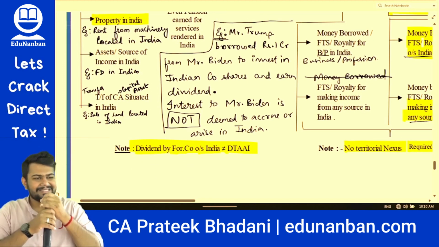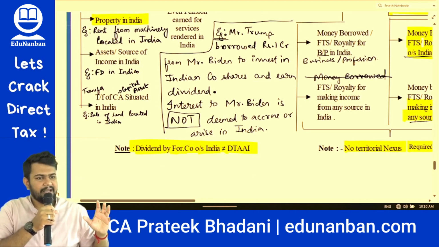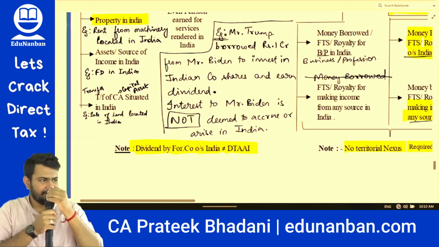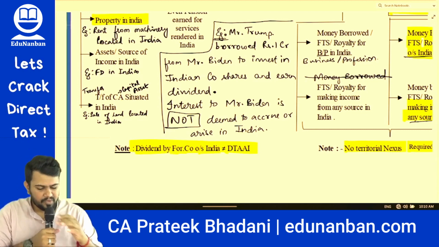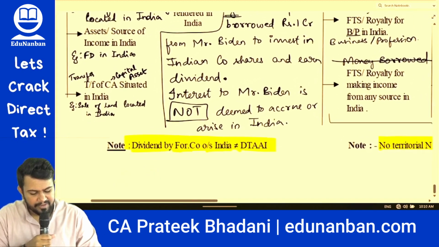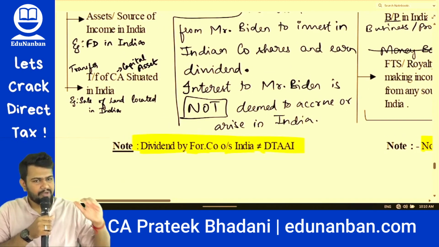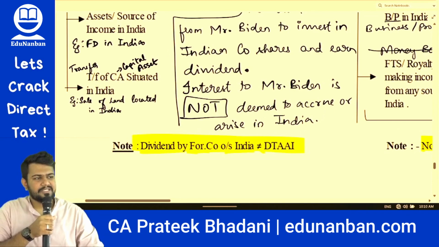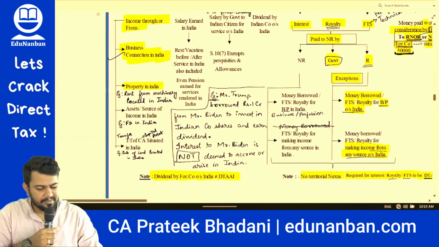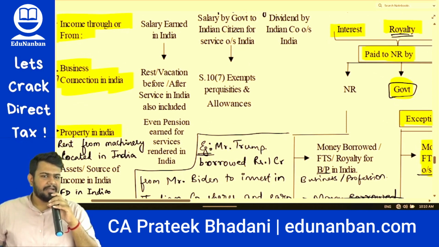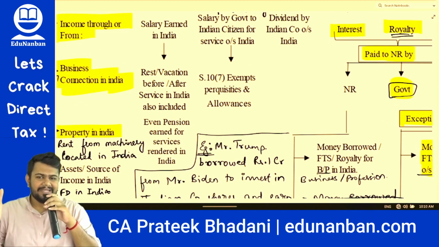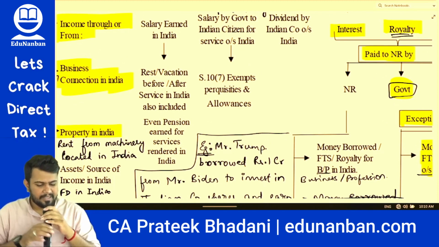Next, if there is any capital asset situated in India, if you sell that capital asset, then the amount received on sales will be income deemed to accrue or arise in India. For example, there is a land, you have sold that land, then the income from such land, such sales will be deemed to accrue or arise. Next, salary earned in India. If a person is working in India and earning the salary will be deemed to accrue or arise in India.